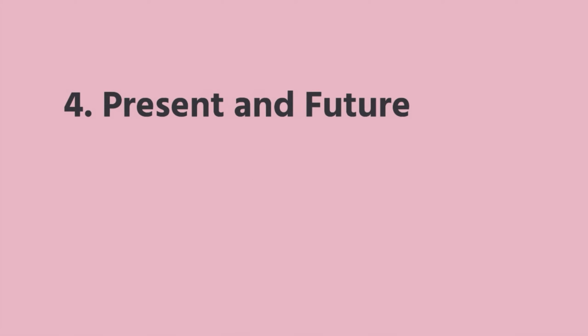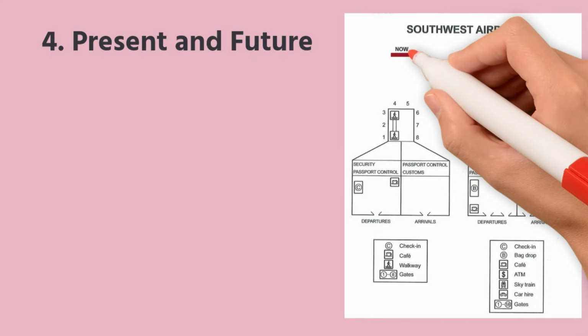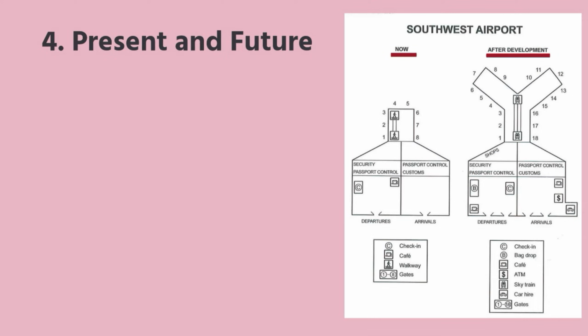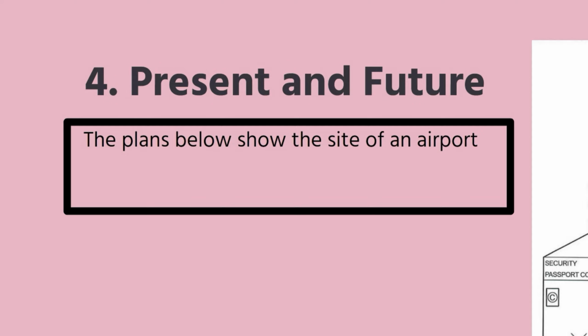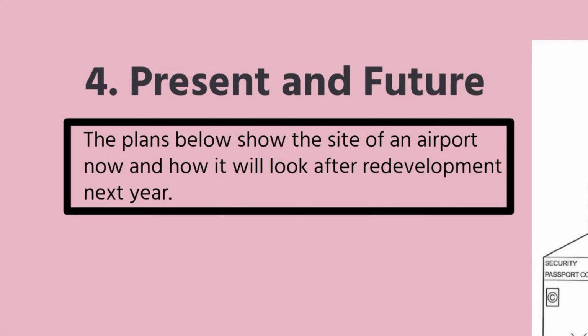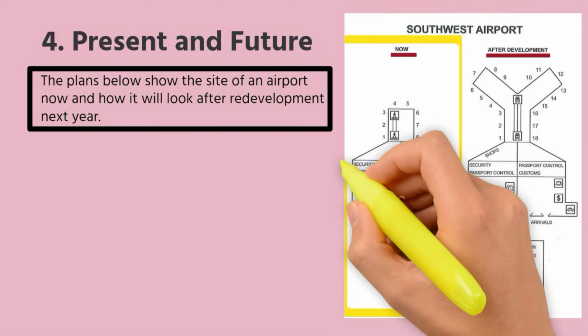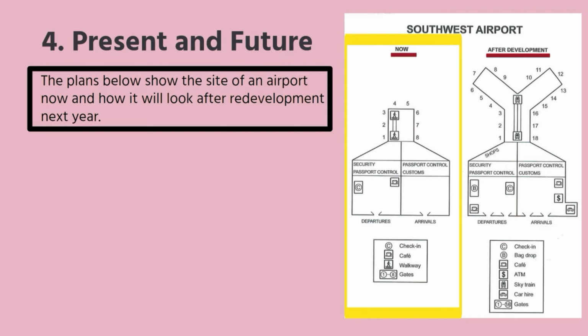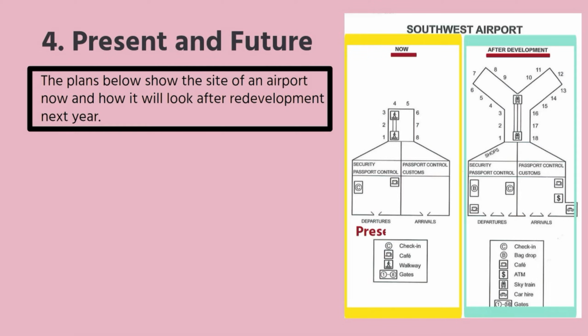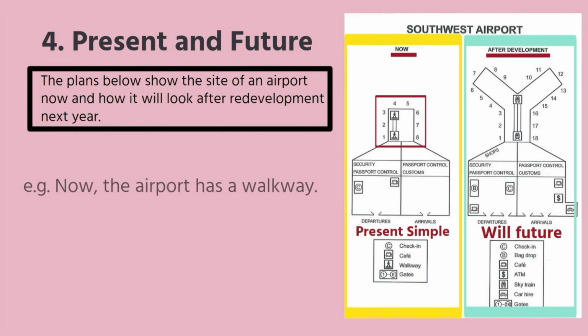Last one, present and future. It means one diagram of now, one is about the future. For instance, the plan below shows the site of an airport now and how it will look after redevelopment next year. We call this the present and the future question. The first plan is the present airport. The second layout is how the airport will look after the construction. So we can use the present simple and real future. For example, now the airport has a walkway. We use the present simple with has.